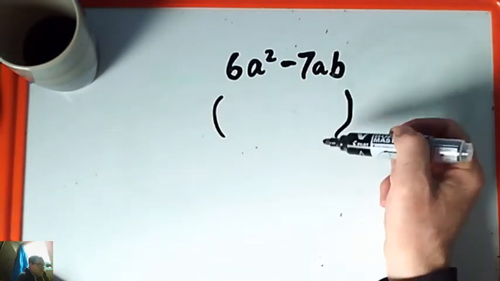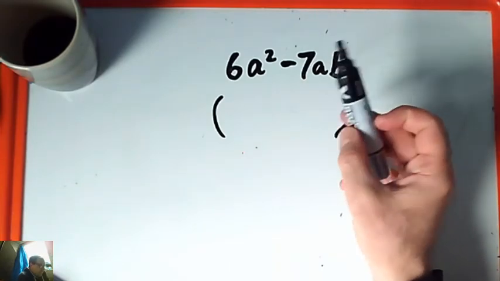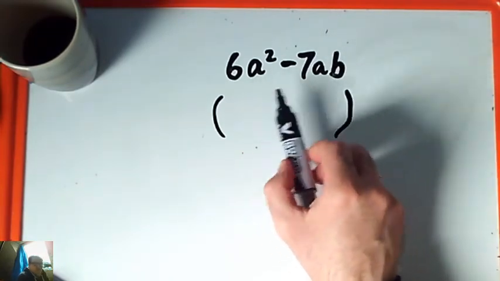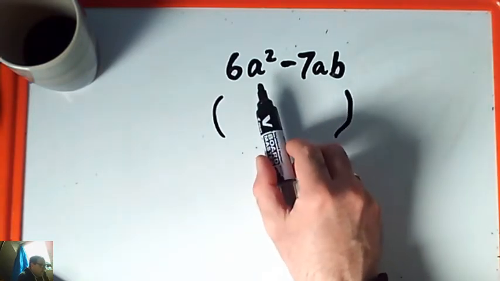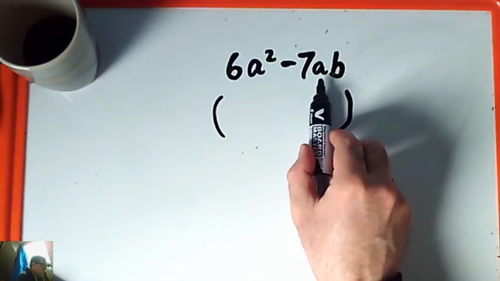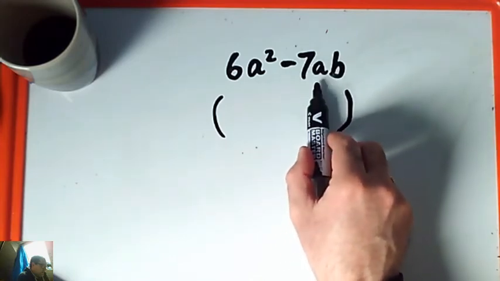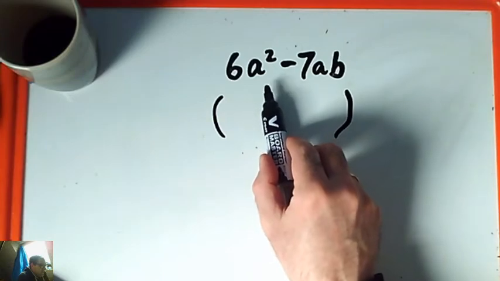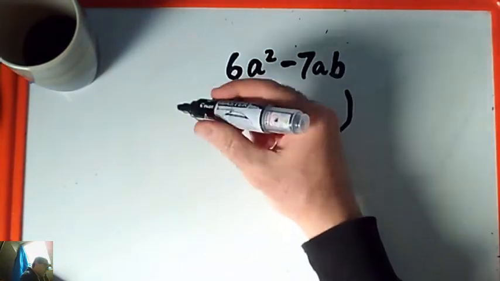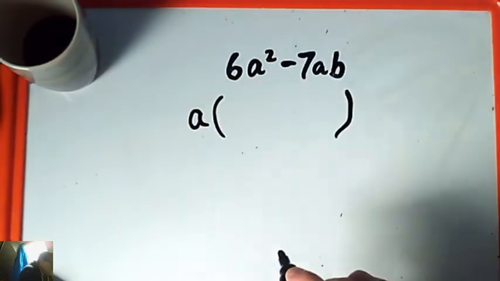that both of these can be divided by. Now 6 and 7 don't have any common factors, so we can't take any numbers outside, but we spot that both of these have got a in some form. This has got just a single a, but this has got a squared, meaning a times a. So they can both be divided by a.